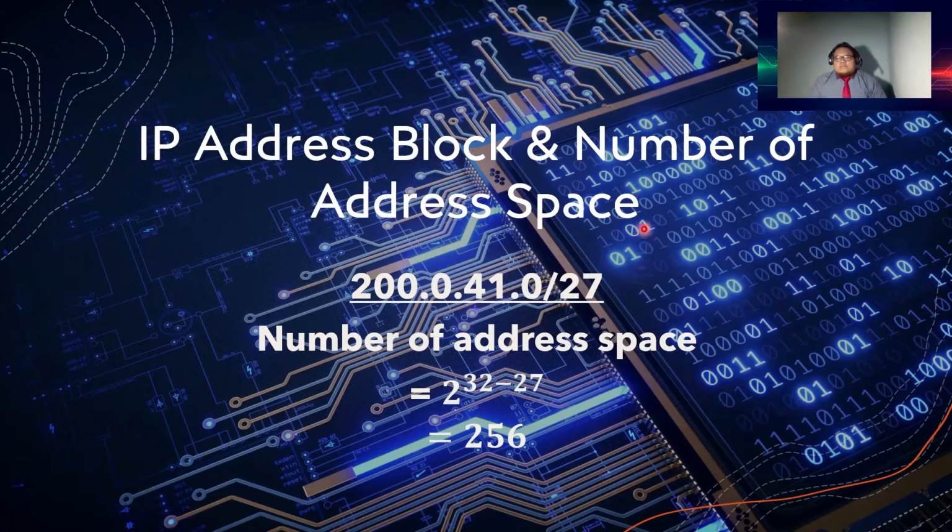Next, in this assignment group project, the IP address that we have received is 200.0.41.0 with a mask of 27, and the number of address space that exists in this block of address is 256, by applying the formula 2 power of 32 minus 27.